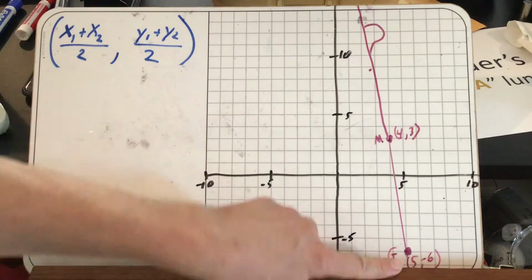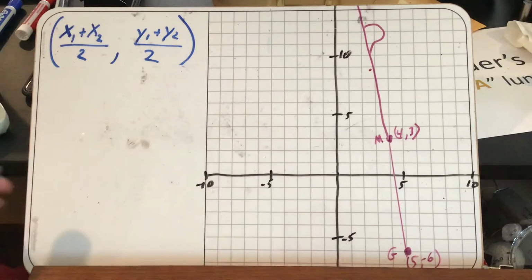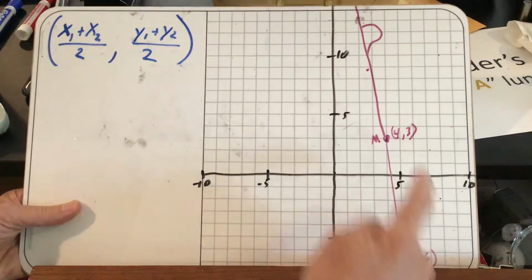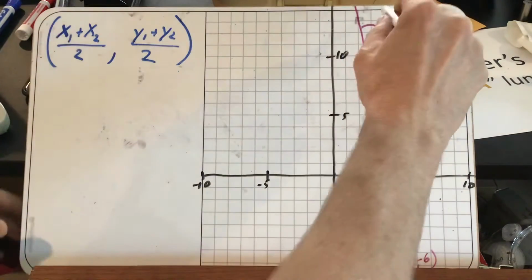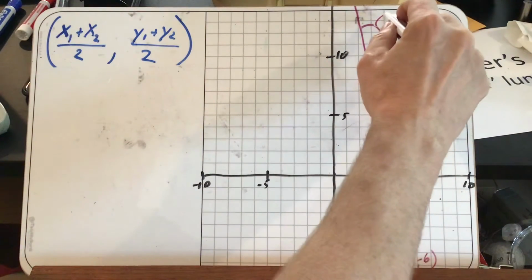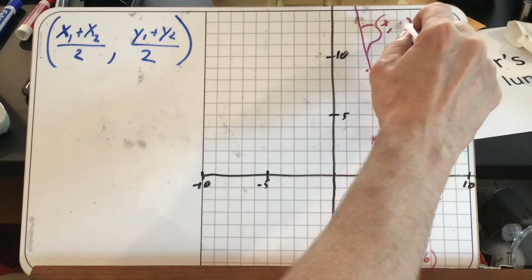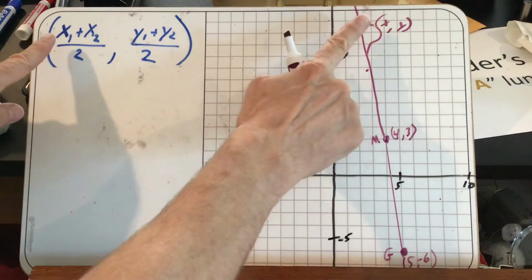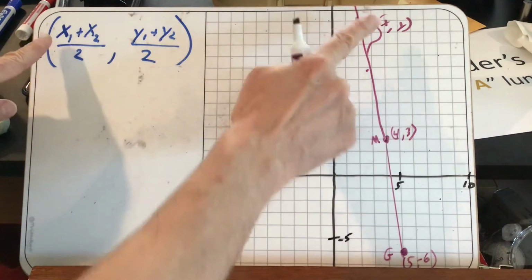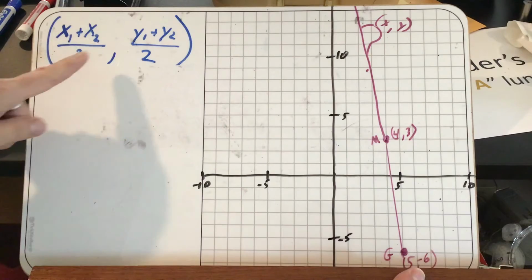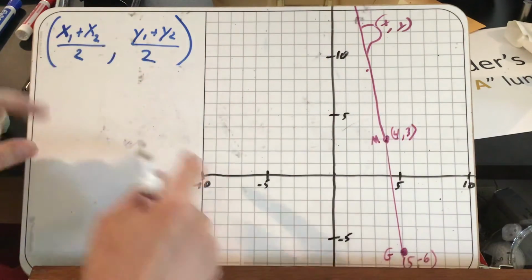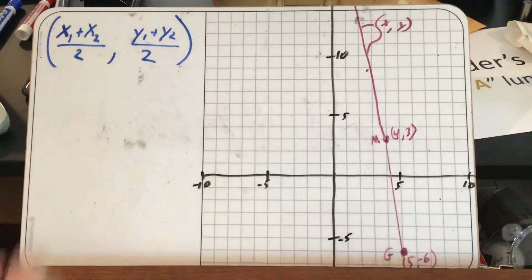So if you have 2 points, like down here, this one point, the x is 5 and the y is -6. You've got another one up here that's going to have x and y. And you would do this: find the average of the two x's, the x here plus the x there divided by 2, and the y value here plus the y value there divided by 2, and it would give you (4, 3). So now you have to kind of work backward.